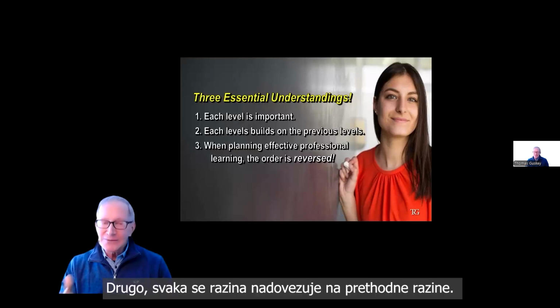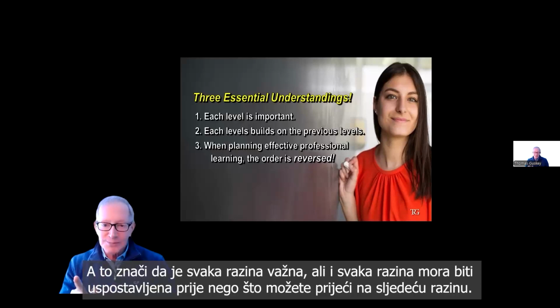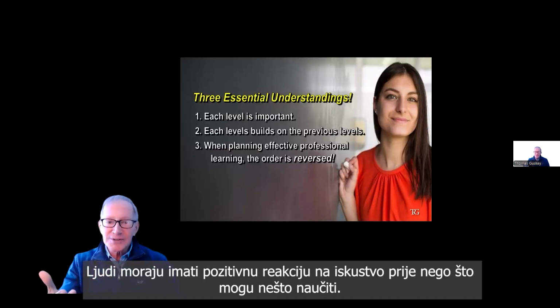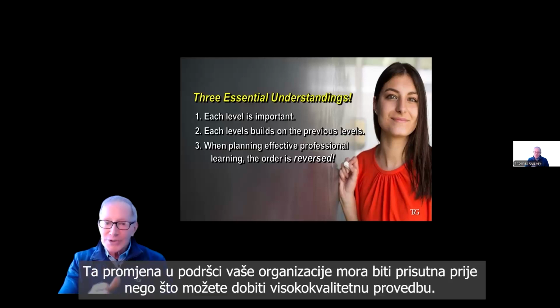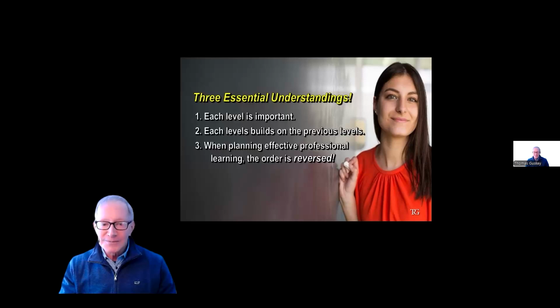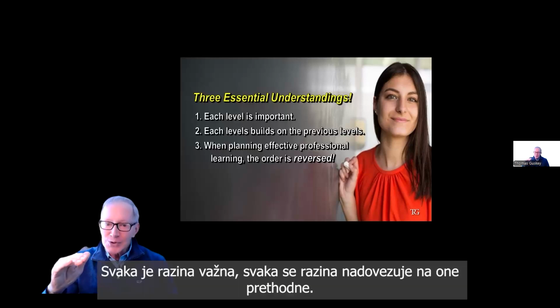Second, each level builds on the previous levels. And what this means is that each level is important, but each level must be in place before you can move on to the next level. People have to have a positive reaction to the experience before they can learn anything. They have to learn some things before you can ask for change on the part of the organization. That change and support on the part of your organization has to be there before you can get high quality implementation. And you certainly must have high quality implementation before you can see an impact on students. Each level is important. Each level builds on those that come before.